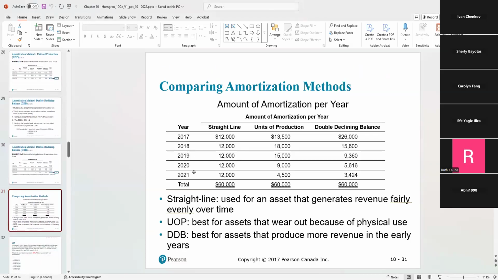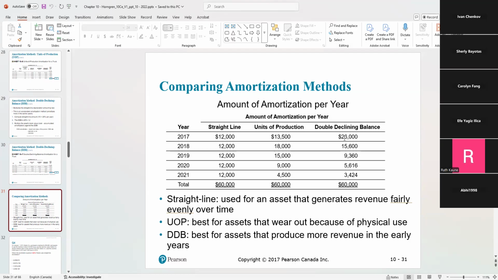So the question is, which method should I use? Well, depends. Because all the methods are going to give you the same amortization at the end. What's the difference? The straight line method is going to give you the same amortization period after period. Unit of production is going to match exactly the usage of the asset. With the double declining, you're going to amortize a lot in the beginning of the life of the asset and less at the end of the life of the asset.